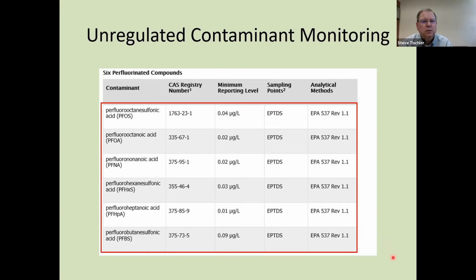They included these 6 PFAS chemicals, some of which you might recognize, others which hopefully you should be able to draw after this presentation. PFAS, PFOS, PFOA, PFNA, then perfluorohexane sulfonic acid. I expect that you should all be able to draw that. Perfluoroheptanoic acid, and perfluorobutane sulfonic acid. These 6 compounds were all incorporated in the unregulated contaminant monitoring rule by the EPA.